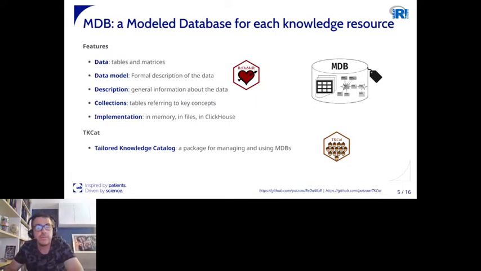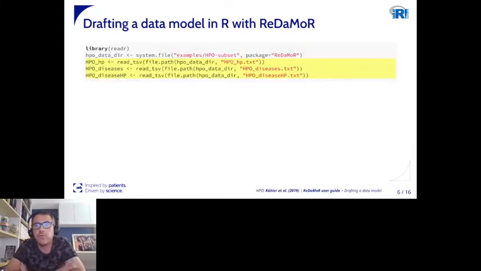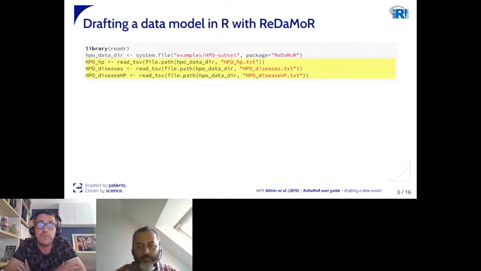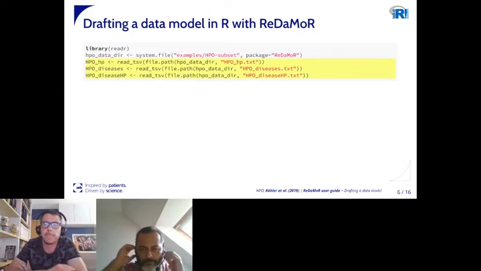Now, I'm going to exemplify how to build and manipulate MDB. For that purpose, I'm going to use some data made available within the Redamor package. For this simple example, I'm going to use three tables describing the phenotypes associated to different human diseases. This information comes from the Human Phenotype Ontology Project, or HPO. As a reminder, a phenotype is an individual's observable trait, such as height, eye color, or blood type. For example, the occurrence of seizures is a strong phenotype of patients suffering of epilepsy.